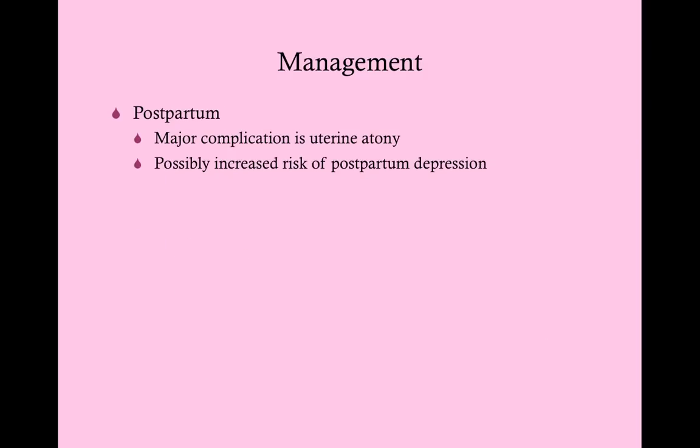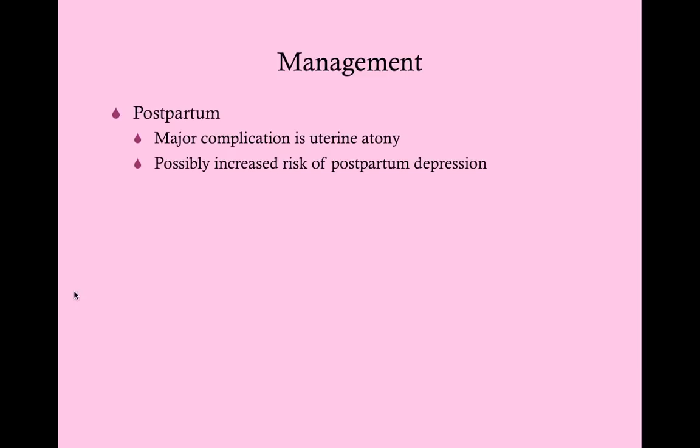Postpartum, the major complication is uterine atony. Why? Because the uterus is more distended than it would be in a singleton pregnancy, so the risk of uterine atony goes up. So you want to make sure that these women are getting oxytocin after delivery, and you want to keep an eye on or a hand on their uterus to make sure it gets nice and firm and not soft and boggy.